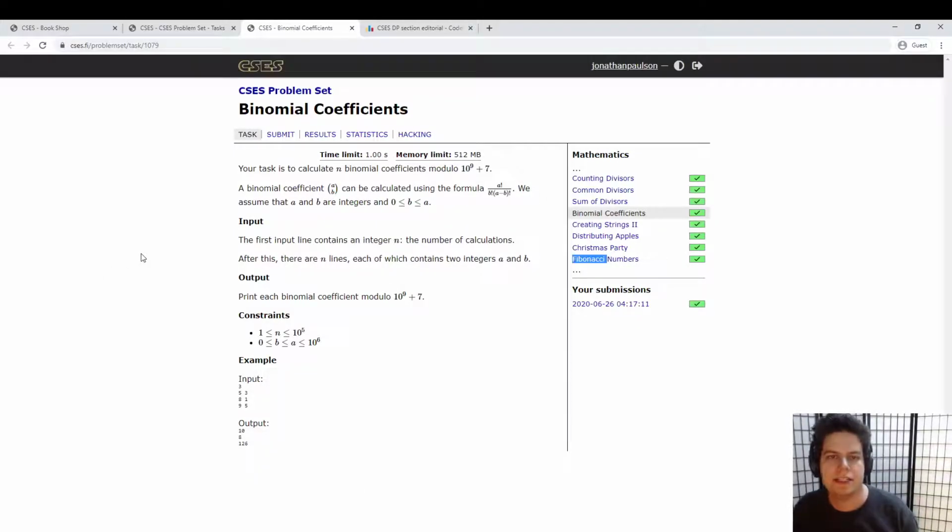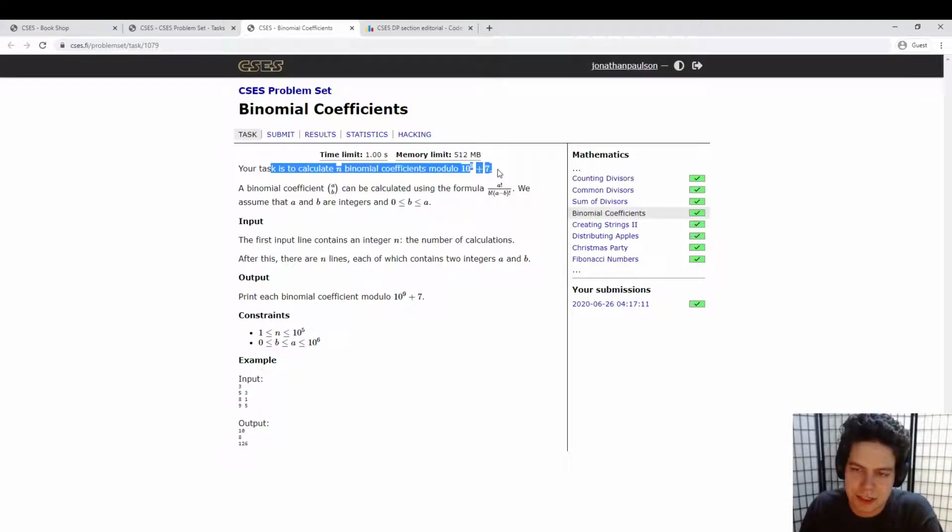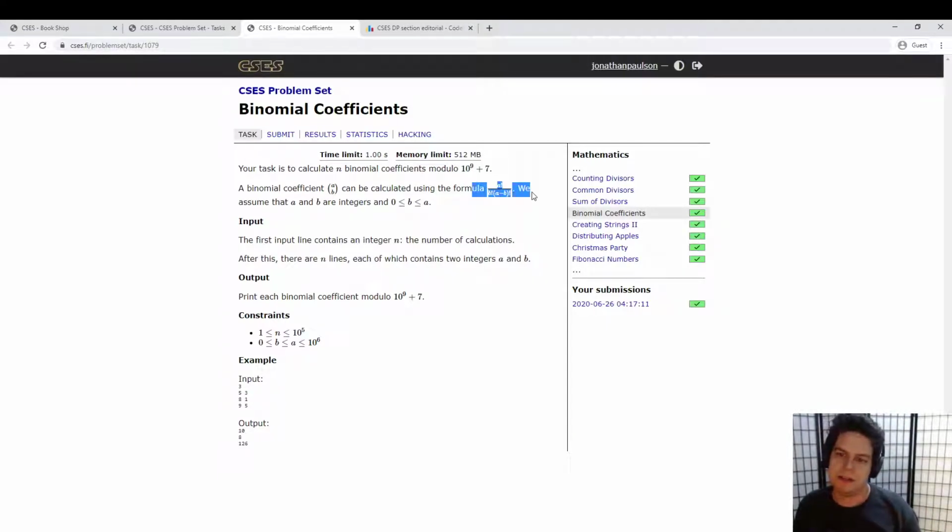Let's look at another CSES math problem, binomial coefficients. You're just supposed to calculate binomial coefficients modulo 10^9 plus 7 using this formula.